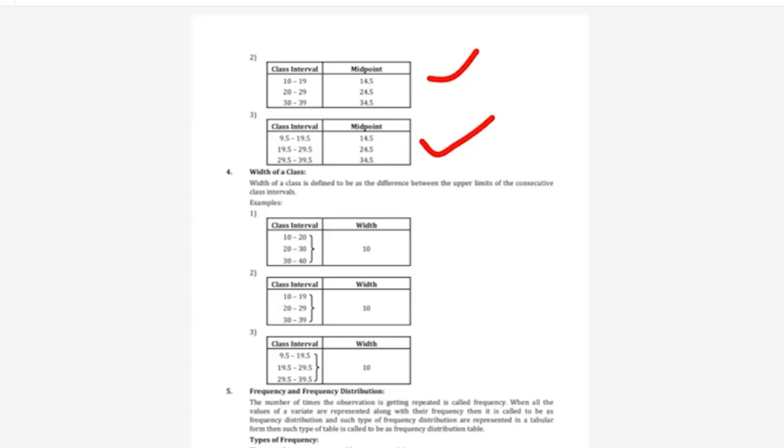And now starting with a new term which is called to be as width of a class. Width of the class which is also called to be as the size of the class, or it is called to be as the length of the class.